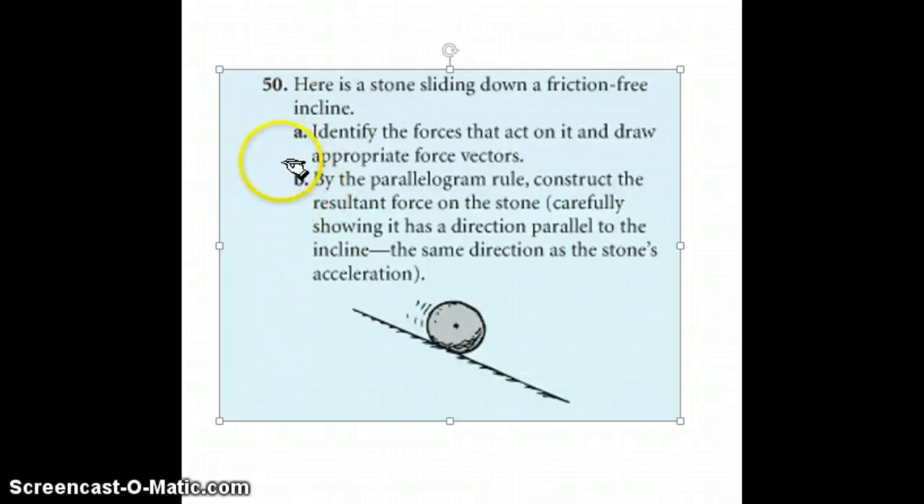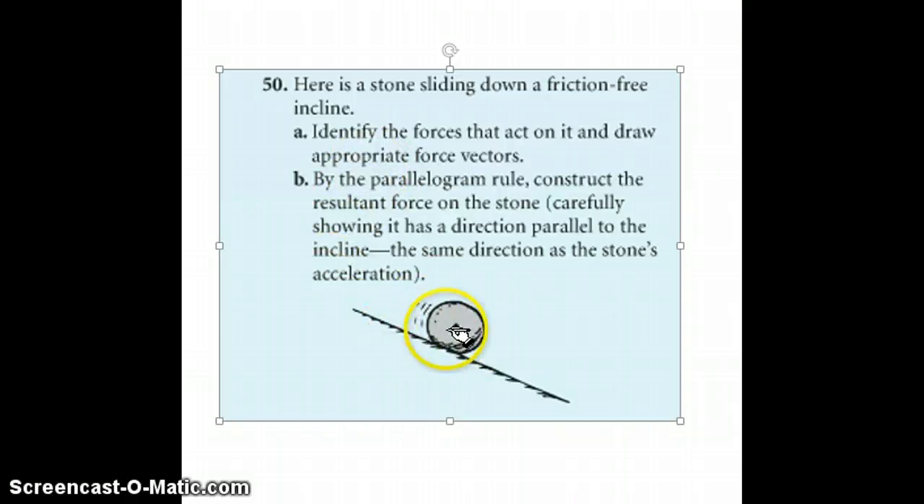Right, we're going to look at problem 50 and draw some force vectors. It says here's a stone sliding down a friction-free incline. So you have a stone rolling down a slope. Part A says identify the forces that act on it and draw appropriate force vectors. So we have a couple forces at play here.